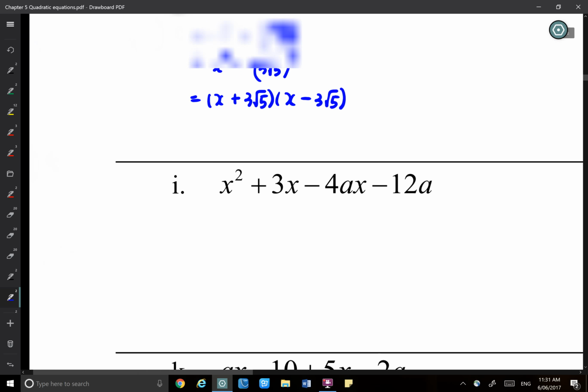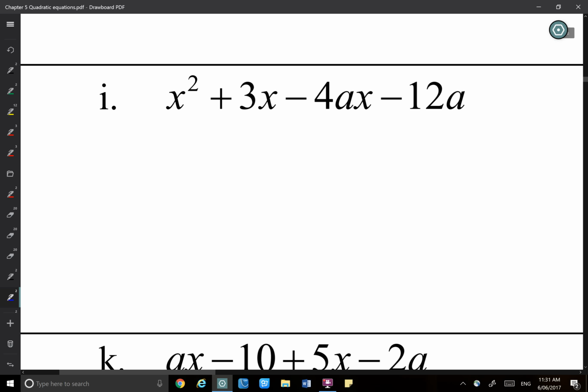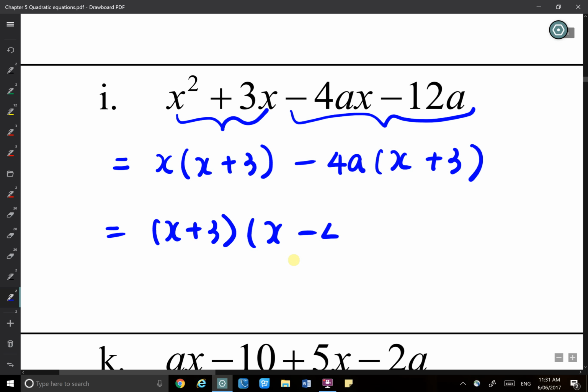They are quite similar. Okay, 4 terms. We can see 4 terms, and I can take grouping. I can just choose any two to group. So I take x and go x plus 3. And I can see a minus 4a inside, and I have x plus 3. And then I have x plus 3 in both terms, and have x minus 4a.